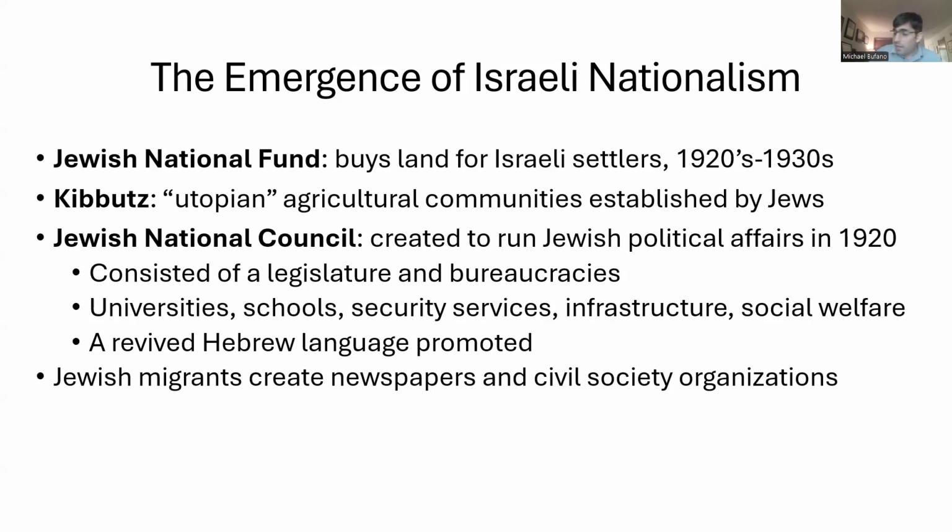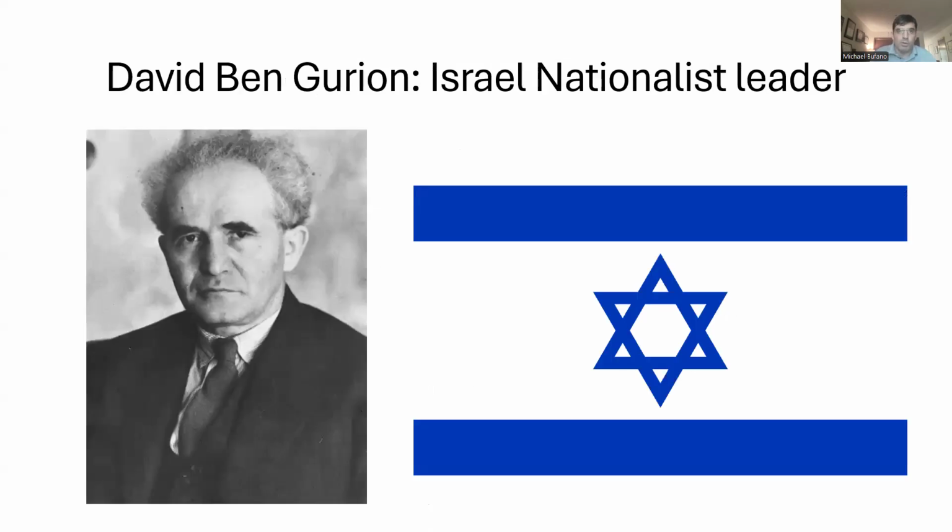Now, these Jewish migrants as well formed social movements to promote nationalism. Just like the Palestinians, they create newspapers and civil society organizations, heavily promoting Zionist rhetoric. And so what emerges is an Israeli national identity. And you see this promotion of independence. They want the creation of a separate Israeli state, and they want the British to give them that independence. And of course, they were very much opposed by the Palestinians.